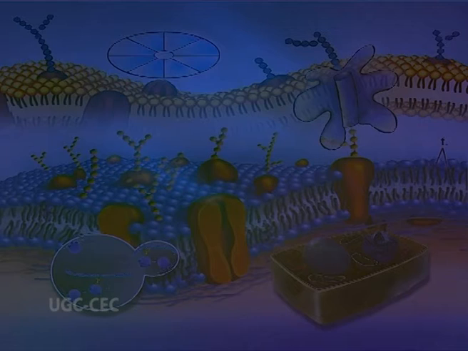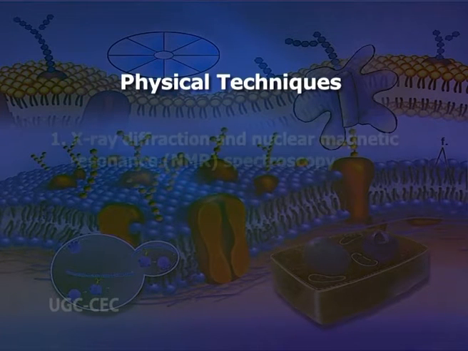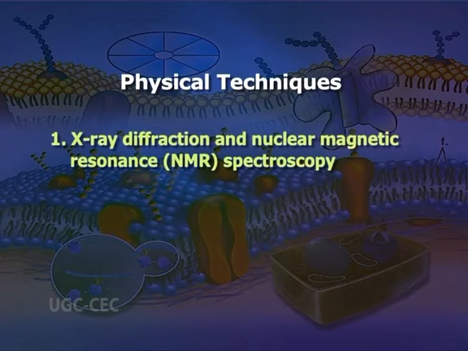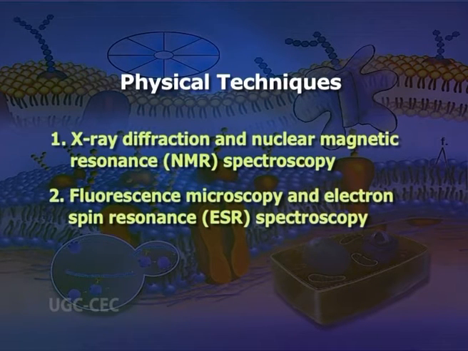The fluidity of the membrane can be studied with a series of techniques that are physical or biological. The physical techniques are of two main types. Number 1, those involving a minimal perturbation of the membrane, such as X-ray diffraction and nuclear magnetic resonance, abbreviated as NMR spectroscopy. And number 2, use of certain added molecules to monitor specific sites of the membrane, such as fluorescence microscopy and electron spin resonance, abbreviated as ESR spectroscopy.